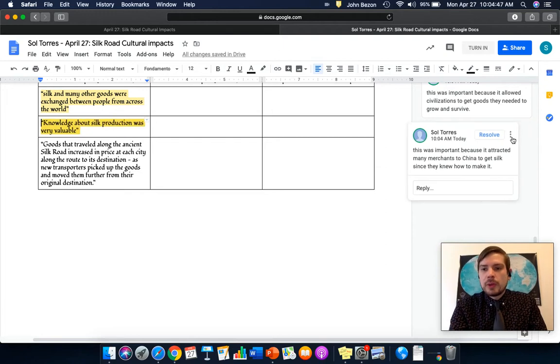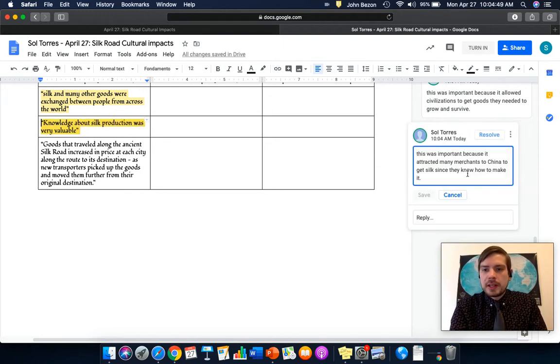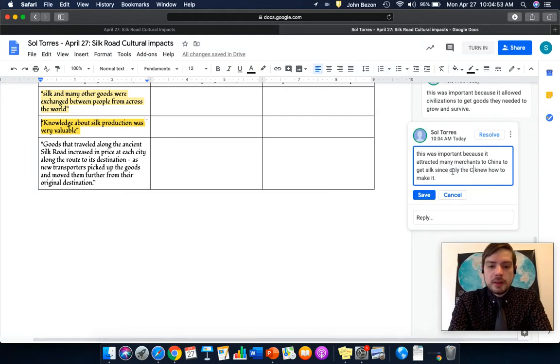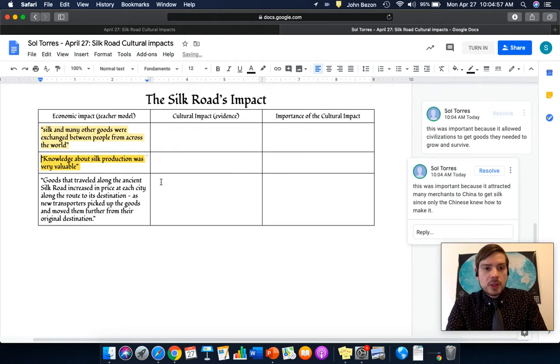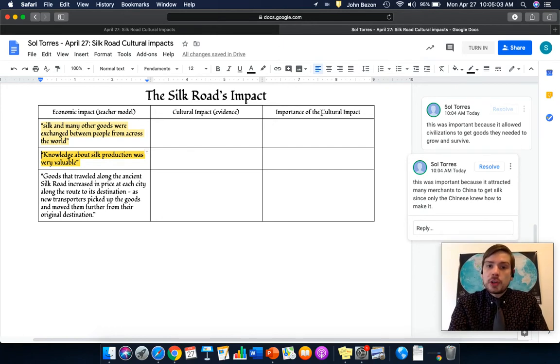it. Well, that's actually not very clear since, who is they? Since only the Chinese knew how to make it. That's why knowledge about silk production was very valuable. That's why people actually use the Silk Road. So make sure when you are explaining the importance of your cultural impacts, you are being very clear.